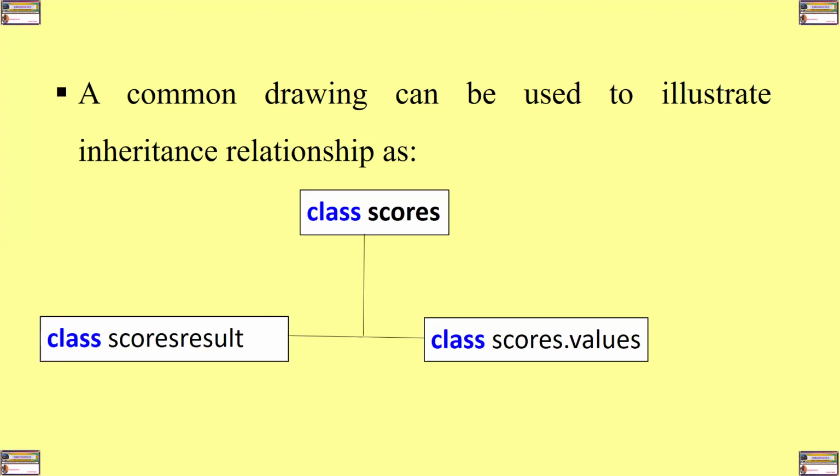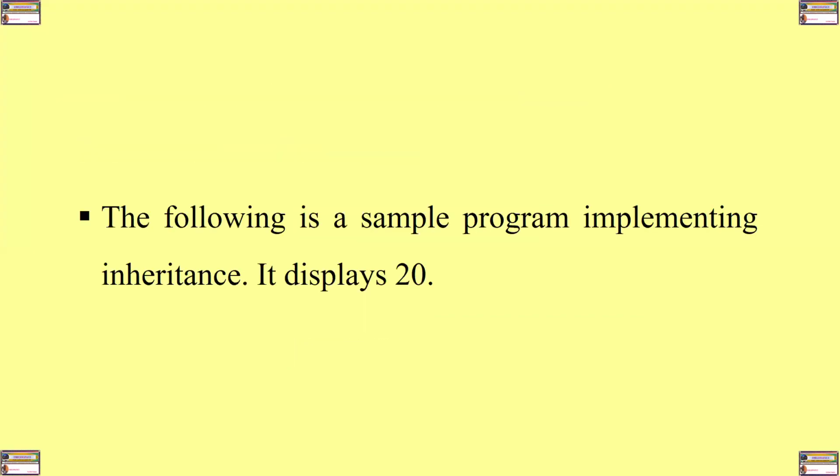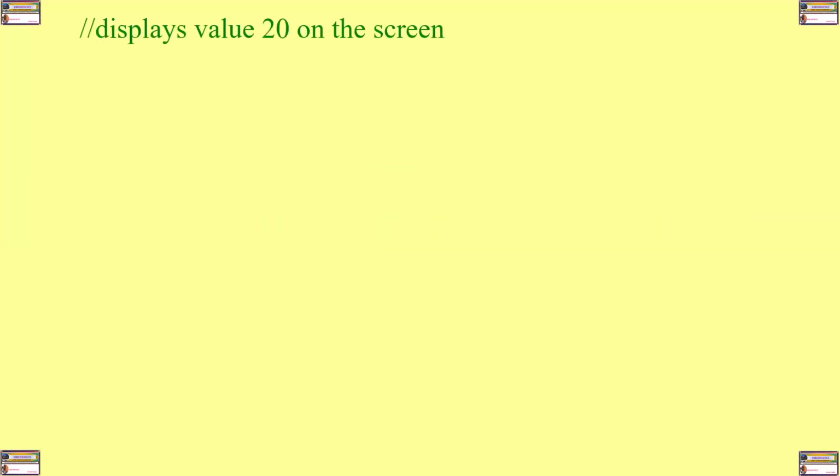I have repeated the word scores to enable you, my dear viewers and the rest of the listeners, to be able to see that scores result and scores values are simply derivations of the class called scores. So class scores is the base class, while scores result and scores values are derived classes. The following is a sample program implementing inheritance, and it displays value 20 on the screen.